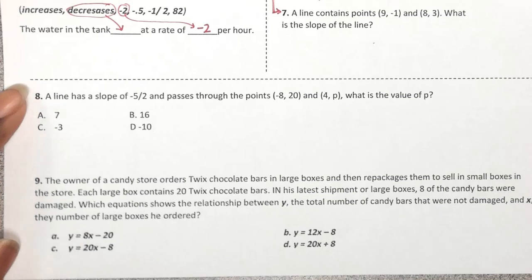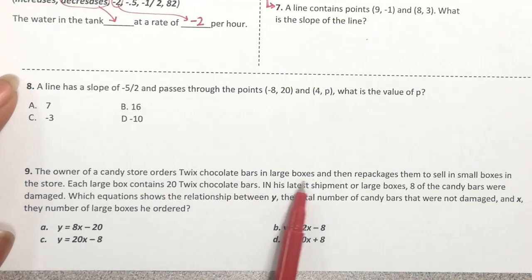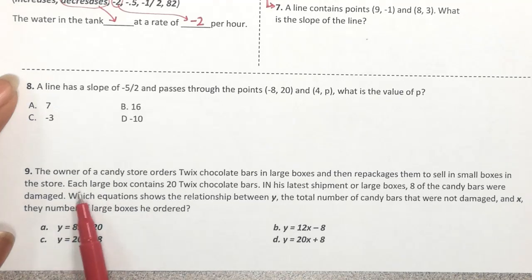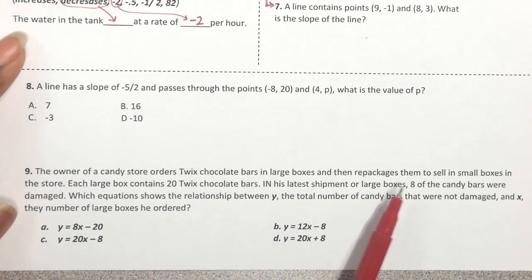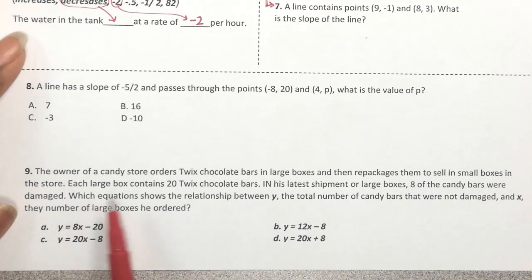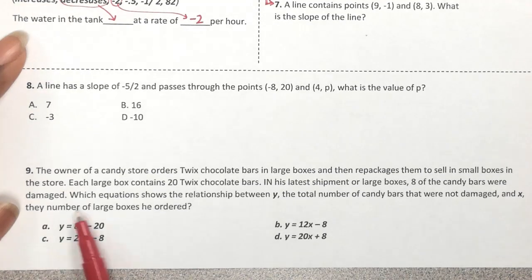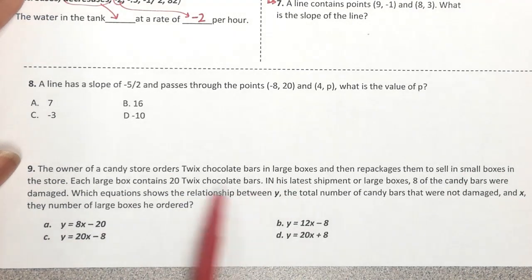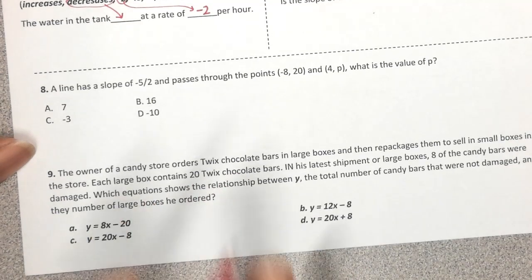But we're going to look at number 9. The owner of a candy store orders Twix chocolate bars in large boxes and then repackages them to sell in small boxes in each store. Each large box contains 20 Twix chocolate bars. In his latest shipment of large boxes, 8 of the candy bars were damaged. Which equation shows the relationship between Y, the total number of candy bars that were not damaged, and X, the number of large boxes he ordered? Okay? So you need to understand we don't have a table here, we don't have a graph, so we can't really make a table, but this is when your brain needs to be thinking of key words of a word problem.